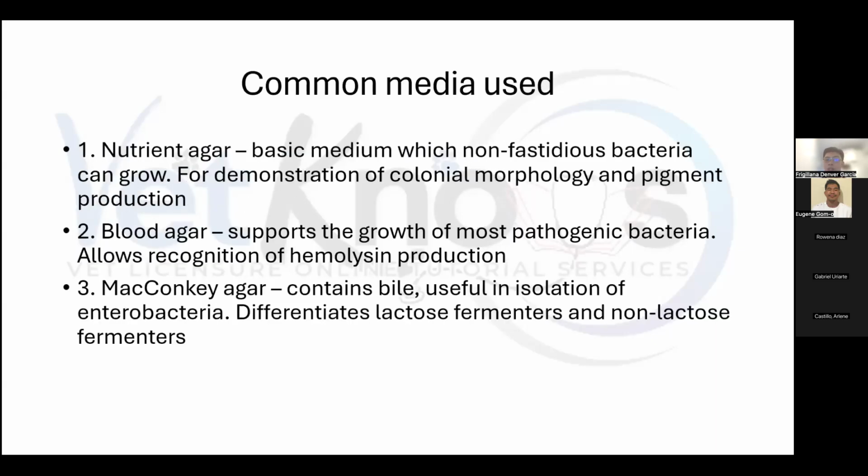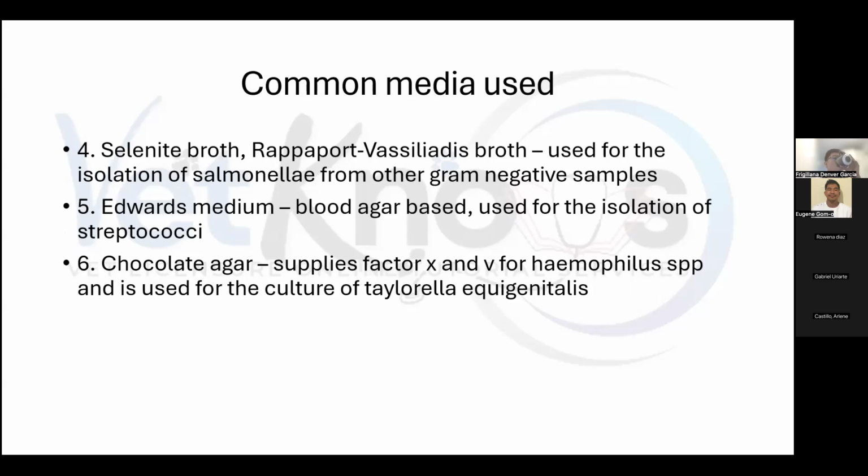So then, common media used in veterinary medicine. So first, nutrient agar, very basic. So no need for this. Then we have blood agar, MacConkey, selenite broth, Rappaport-Vassiliadis, used for isolation of Salmonella. Edwards medium, this is used for isolation of streptococci. This is, I think, the most selective for streptococci. Then next, we have chocolate agar, supplies factor X and factor V, NAD and hemin for Haemophilus species.